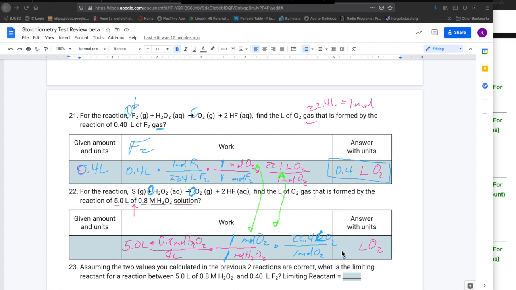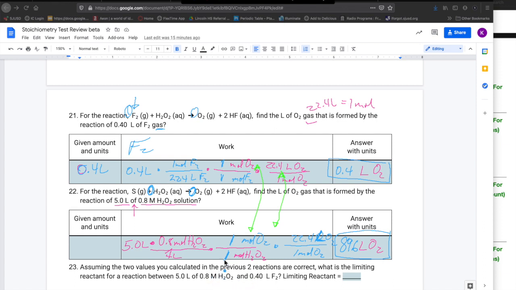Well, that's going to be pretty big. Hey Siri, what's 5 times 0.8 times 22.4? 5 times 0.8 times 22.4 is 89.6. I didn't do a very good job on that calculation. They're not close. So the limiting reactant is the smallest value.